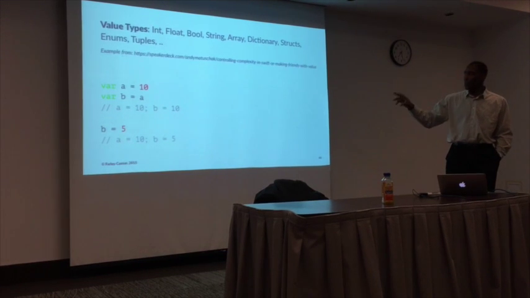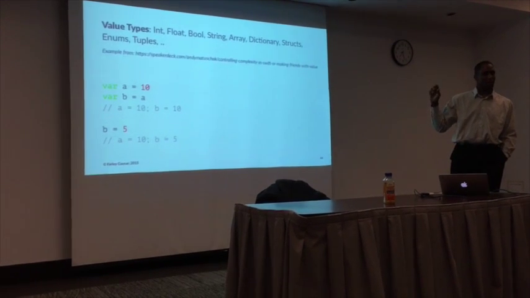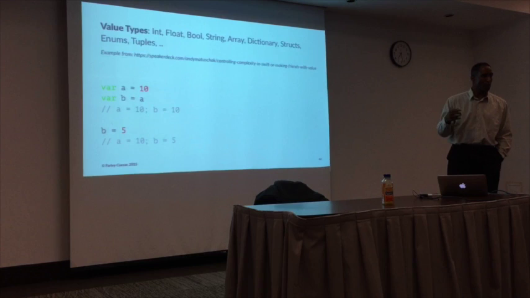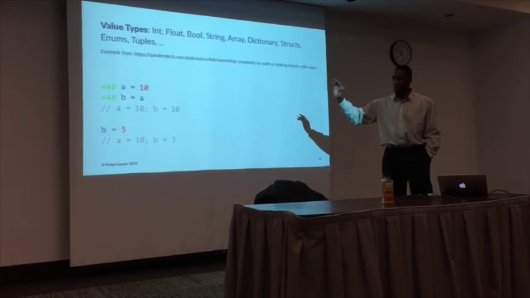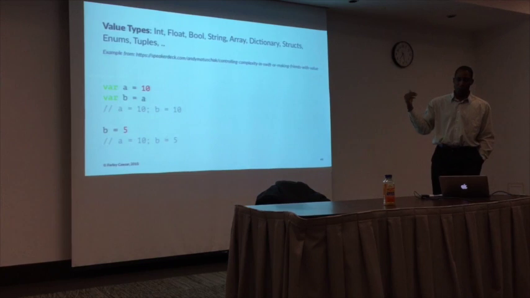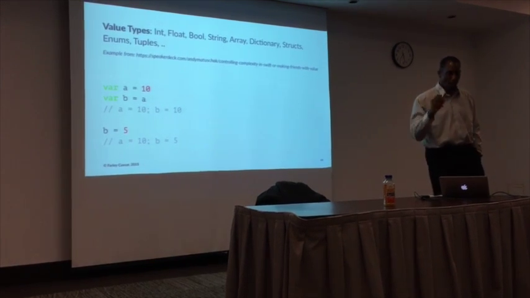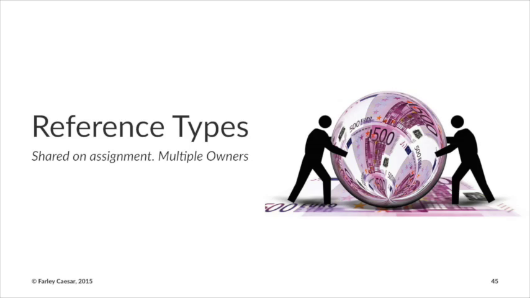That sounds pretty simple. But that's actually quite different from a lot of the work we do in Objective-C, where everything's a pointer, right? And if you do this type of work, you'll find that you're referencing the same thing, so one thing can change another. And that's the idea of a reference type, where there are multiple owners and it's shared on assignment. Okay? And what does that mean?